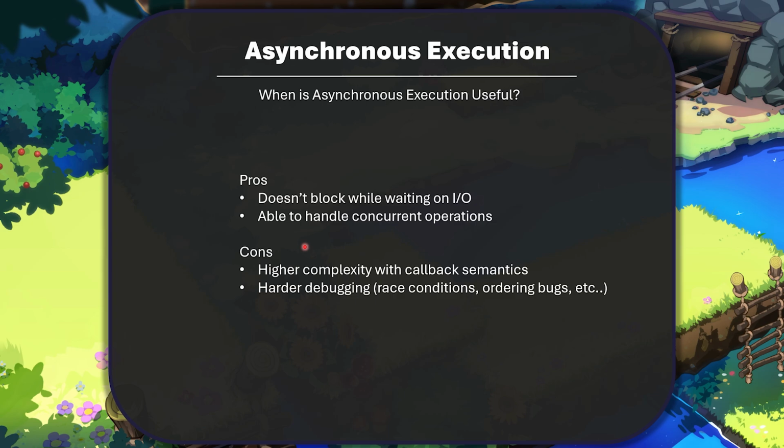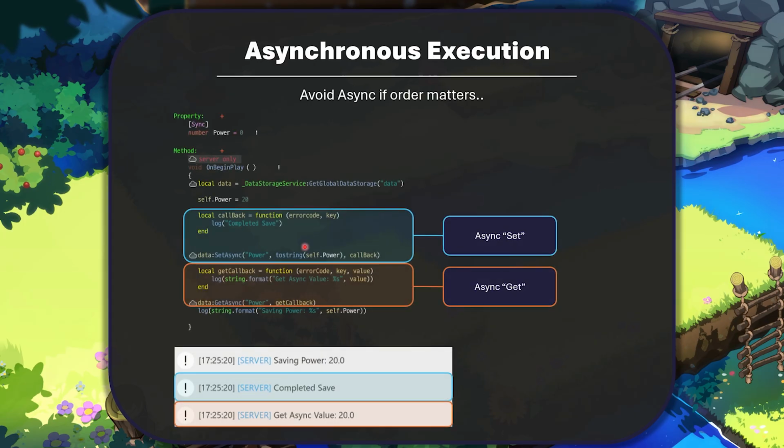The cons for this, however, is that this introduces more complexity with the callback semantics, and we'll get into how this looks in a little bit and how confusing this can get. And this, of course, makes debugging a bit harder because we don't know what will execute first and what will execute last, and it's hard to keep track of when something goes wrong, when it went wrong, and from where it went wrong. So let's take a look at an example.